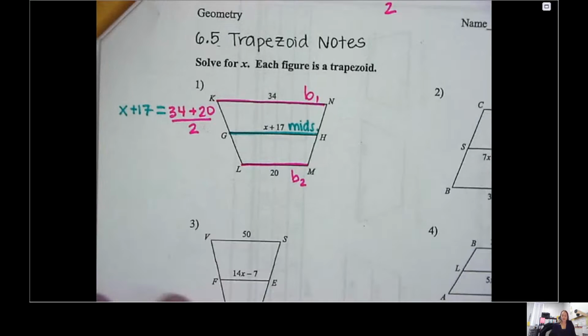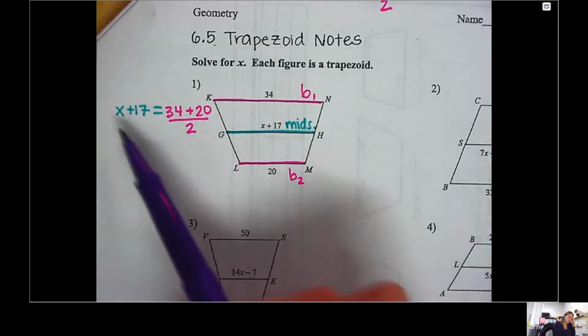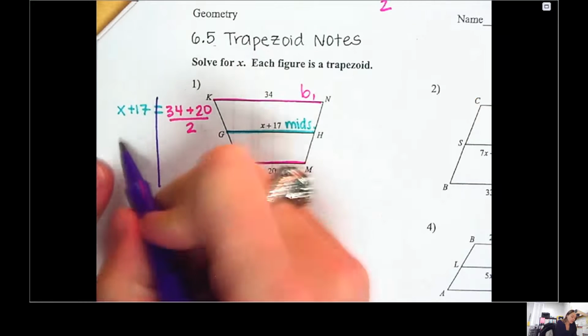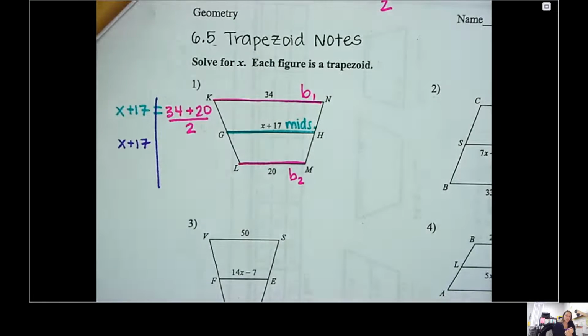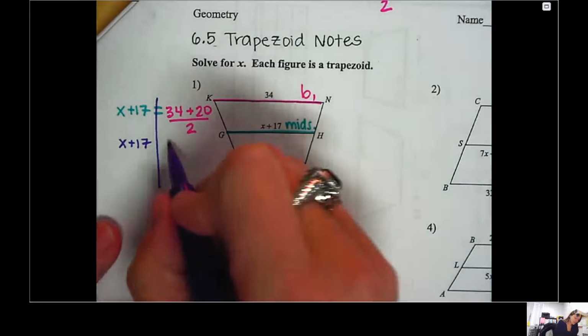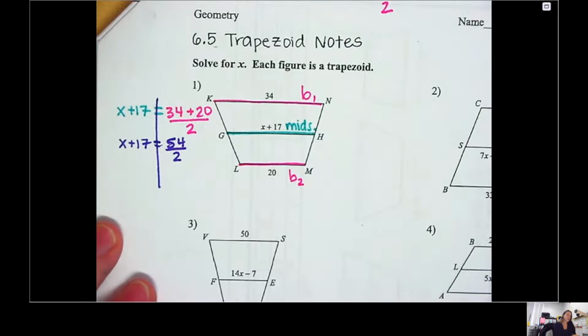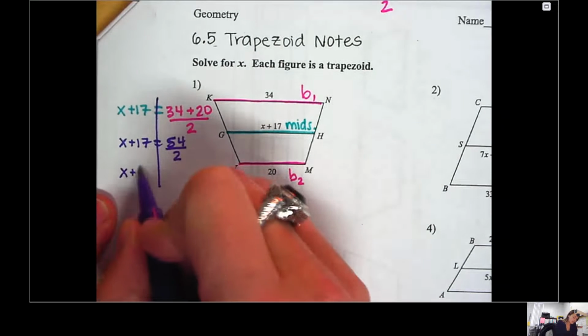Now, this is just some straight up algebra. What you can do is you can move over the divided by 2, or you can just do everything over here on the right before anything else. So for example, 34 plus 20 is 54. And 54 divided by 2 gives me 27.